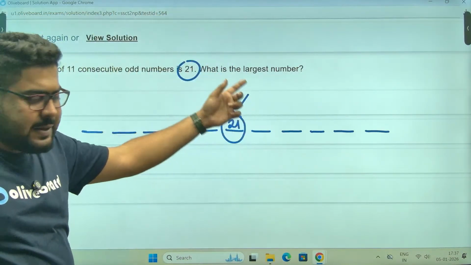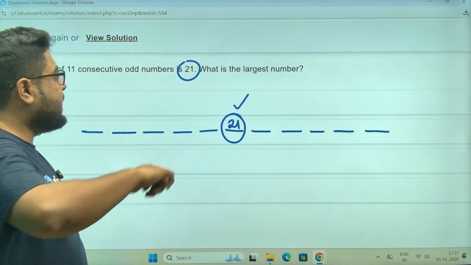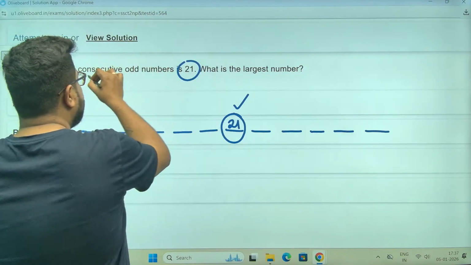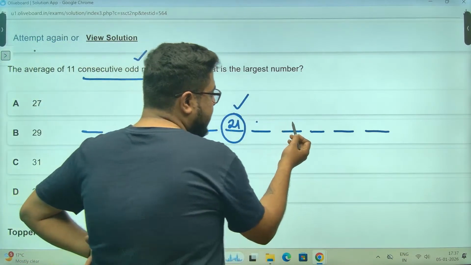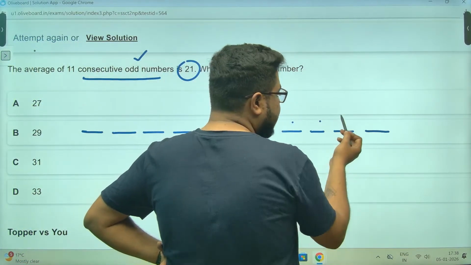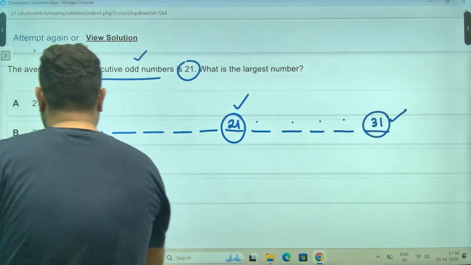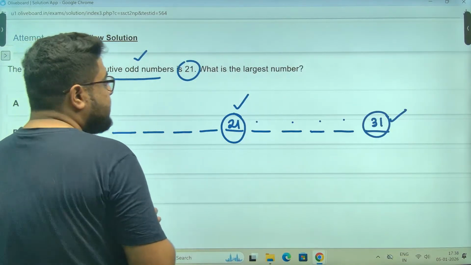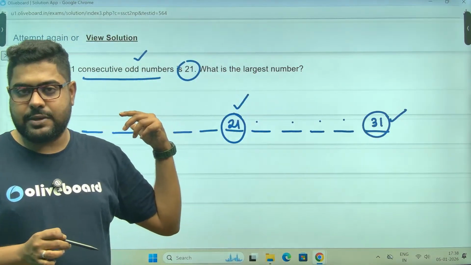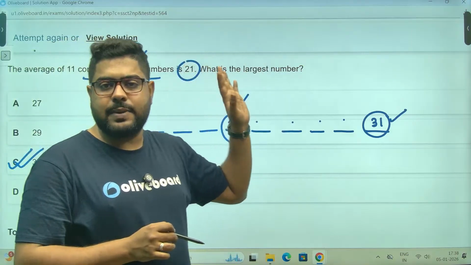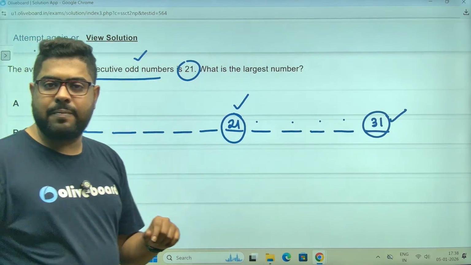You can watch that. There I've explained this. 21 is the largest number. Or consecutive odd numbers, meaning next will be 23, 25, 27, 29, 31. My answer. Now, why have we done it like this? Because if they ask you something other than the largest or the smallest number, you can get that as well. If you do it like this, you can get any number in this chain.